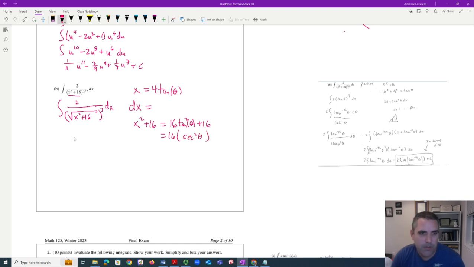And that's the whole point, is this thing right here, the square root of this, is going to become 4 secant. So this is going to become 2 over 4 secant. That's where maybe it's helpful to write it as the square root cubed. But don't forget the dx. So it's 4 secant squared of theta d theta.